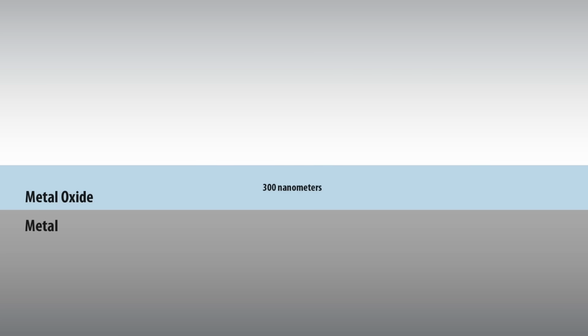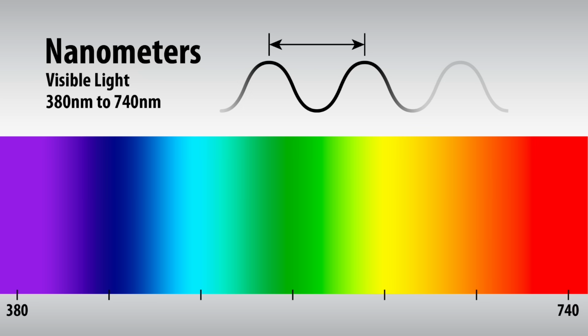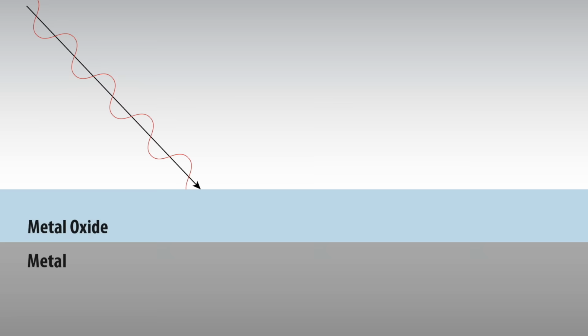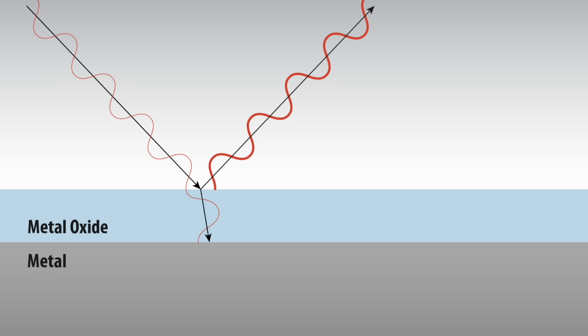This tiny scale is critical because these dimensions are comparable to the wavelength of visible light, which is about 380 nanometers to about 740 nanometers. For a more technical rundown, you can watch my first video on thin films, but we'll cover the basics here. When light hits the transparent oxide layer, some of it reflects off the top surface, and some penetrates and then reflects off the actual non-oxidized metal surface underneath.